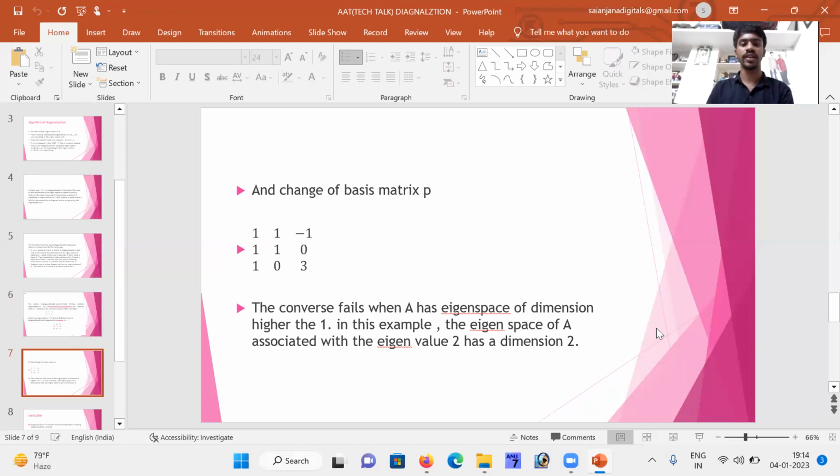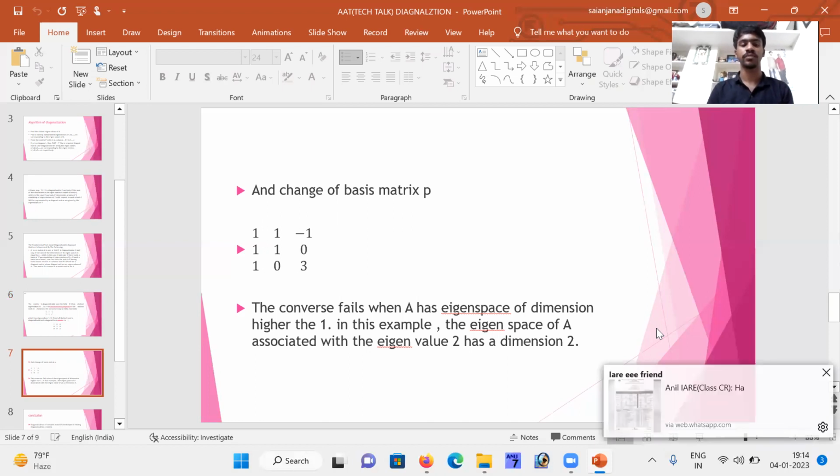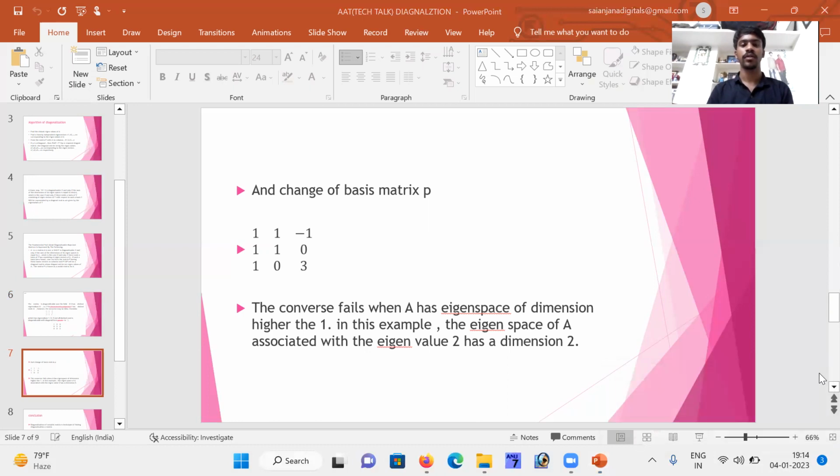The converse fails when A has an eigenspace of dimension higher than 1. In this example, the eigenspace of A associated with the eigenvalue 2 has a dimension of 2.